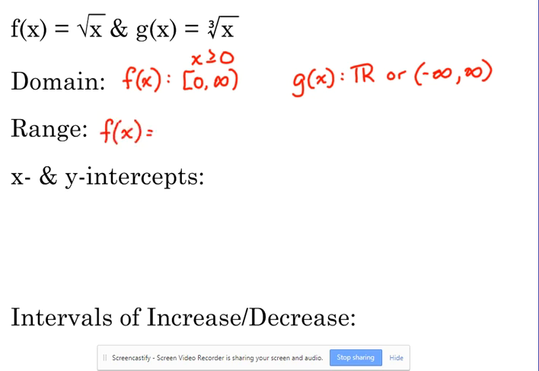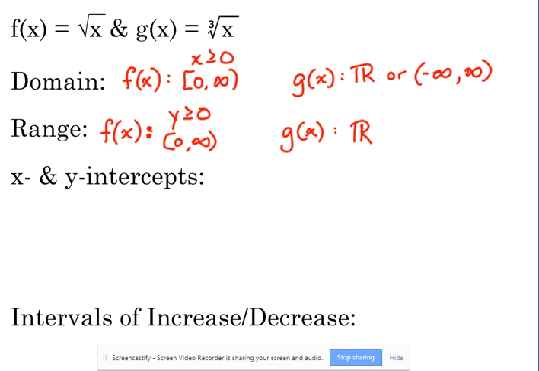So how about the range for f of x? Same thing, 0 to infinity, but this time we're talking about the y values. So y is greater than or equal to 0, or from 0 to infinity. How about g of x? All real numbers.